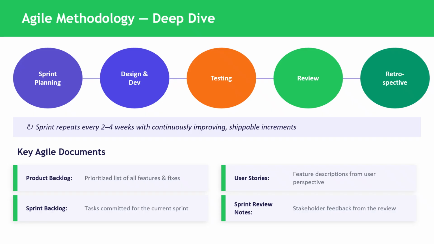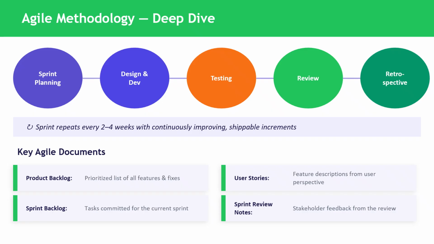Now let's see what happens inside a sprint. First, sprint planning. The team selects tasks from the backlog and decides what to deliver. Next, design and development, where developers start building the selected features. Then testing. Testing happens continuously within the sprint, not at the end. After that, sprint review. Stakeholders check the work and give feedback. Finally, retrospective. The team discusses what went well and what can be improved. Then the next sprint starts.